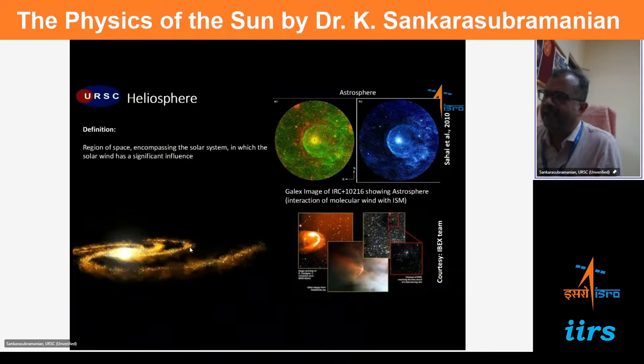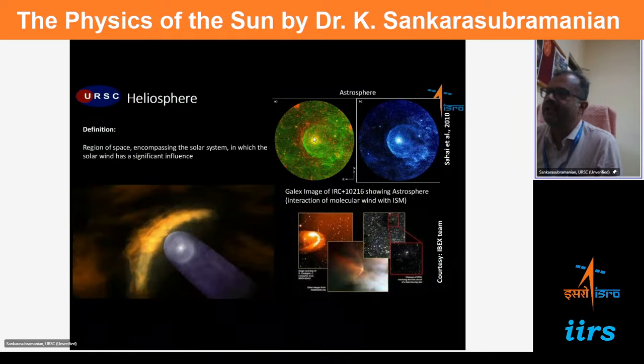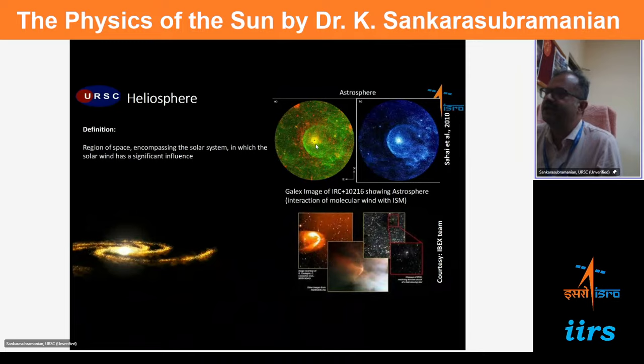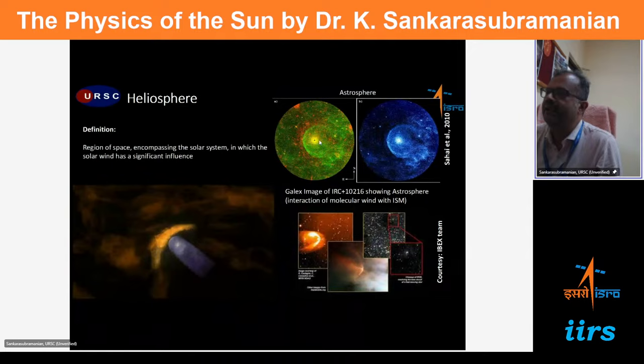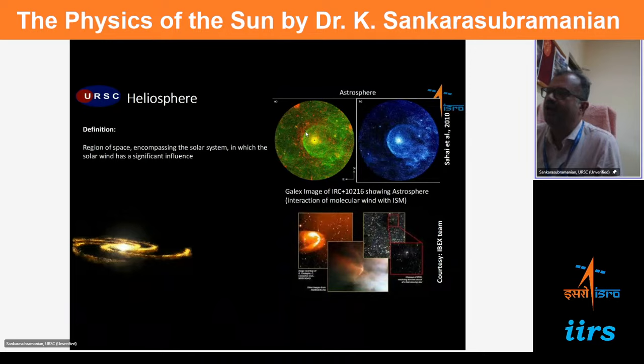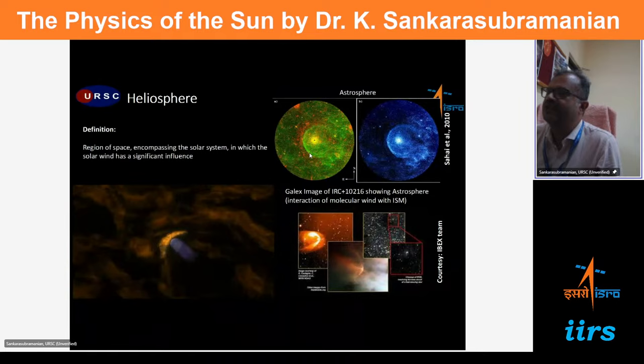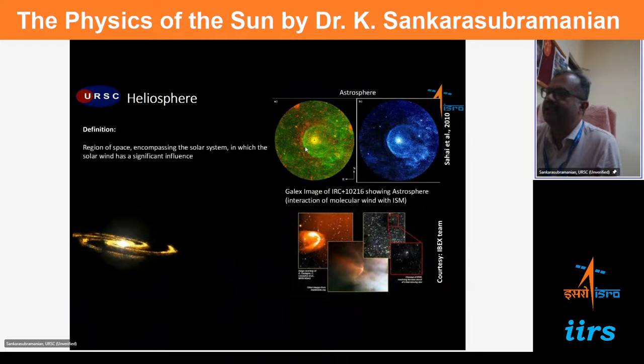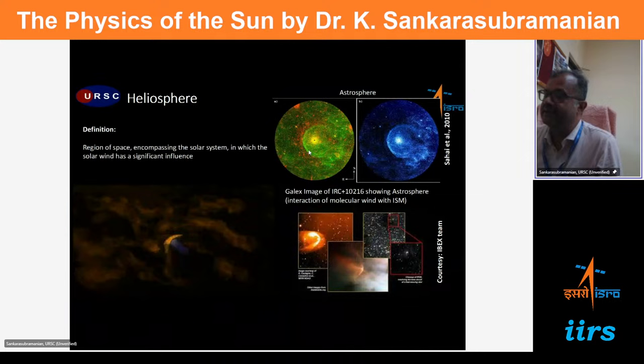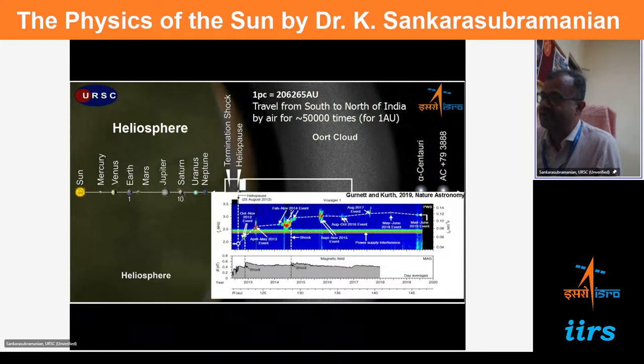This is nothing new. People have seen this in other galaxies. We call them astrospheres, and some images of astrospheres are seen on the right-hand side. What you see here is the central portion, the primary star, which is governing the physics within this particular region. And you see a very strong region here, called the heliopause. This is a region which separates the local environment from the surrounding region. And luckily for us, we had the Voyager mission, which has crossed this heliopause.